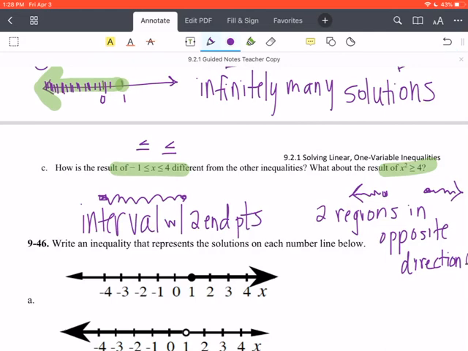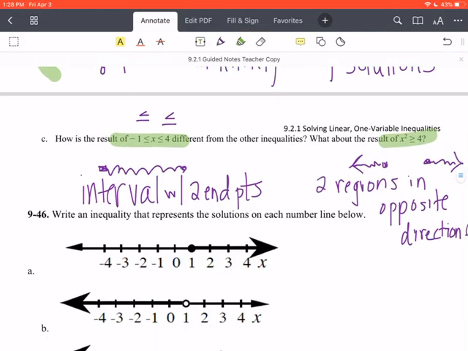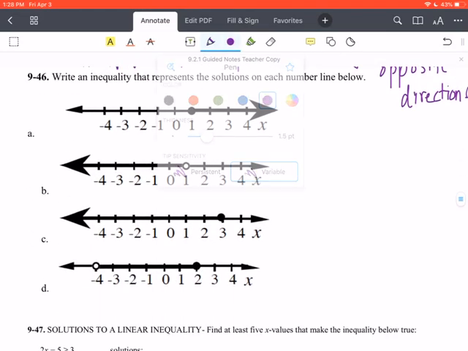Now what I'd like you to do is pause the video and try this next problem on your own and then check your answers with me. We are being asked to write the inequality that represents the solution they've given us on the number line. So we're reversing the process. Go ahead and pause me, try them out, and then check your answers.